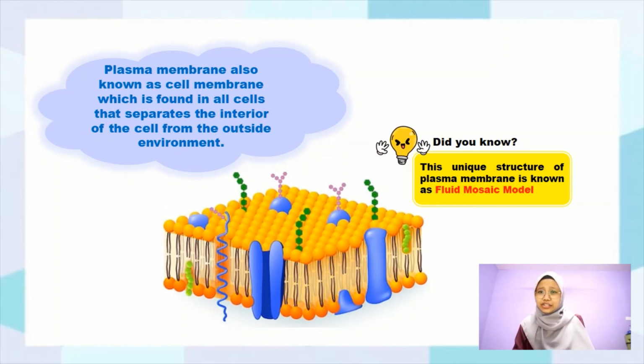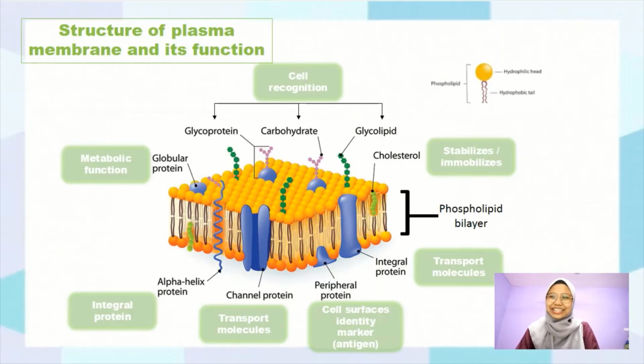Did you know that this unique structure of the plasma membrane is known as the fluid mosaic model? The plasma membrane is composed of a phospholipid bilayer, which is two layers of phospholipids back to back. Phospholipids are lipids with a phosphate group attached to them. The phospholipids have one head and two tails. The head is polar and hydrophilic, or water-loving, but the tails are nonpolar and hydrophobic, or water-fearing. So the heads face outside while the tails face the inside.